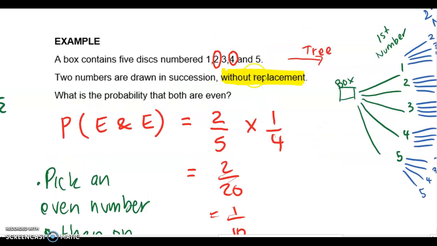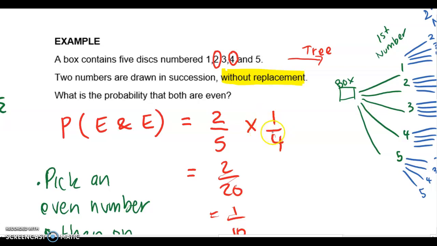There's 5 numbers, and of those numbers, 2 of them are even. So 2 and 4 are even. So the probability of choosing an even number to start with is 2 out of 5. Now, what we're going to assume to get our second fraction is that we've pulled out an even number.